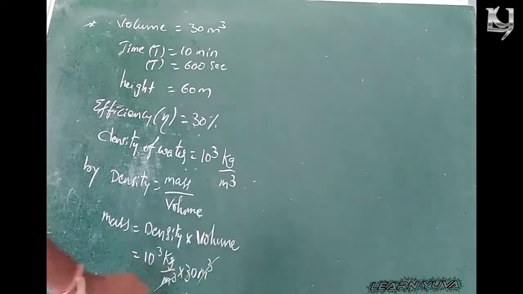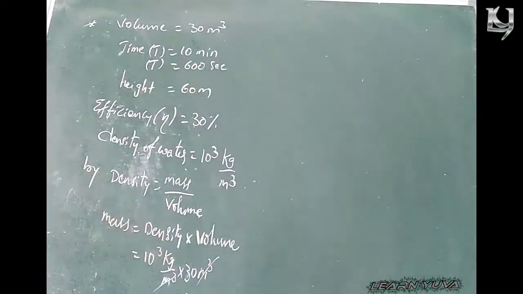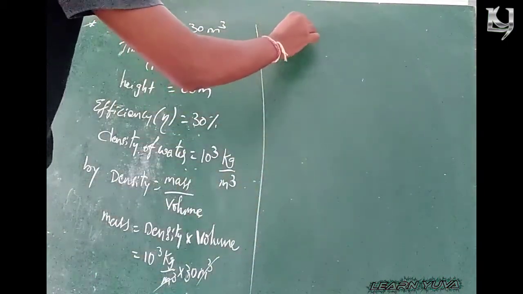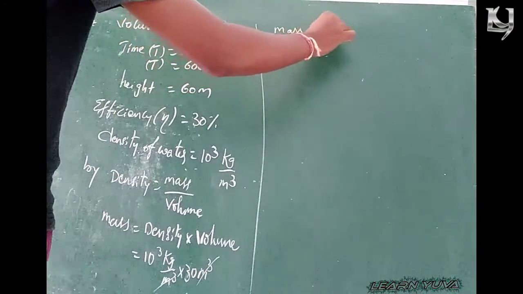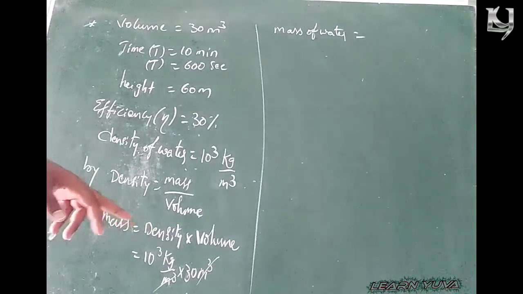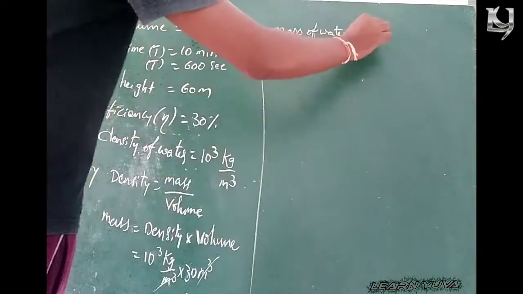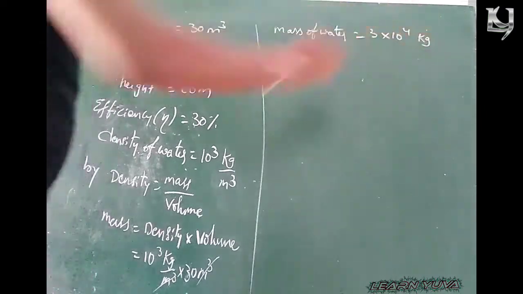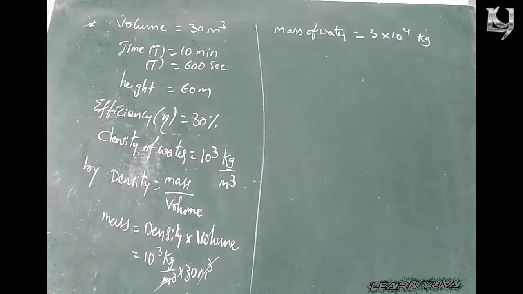So meter cube gets cancelled. So 30 into 10 power 3. So mass of water is equal to 30 into 10 power 3. I am writing it as 3 into 10 power 4 kg. Right? We got that mass.